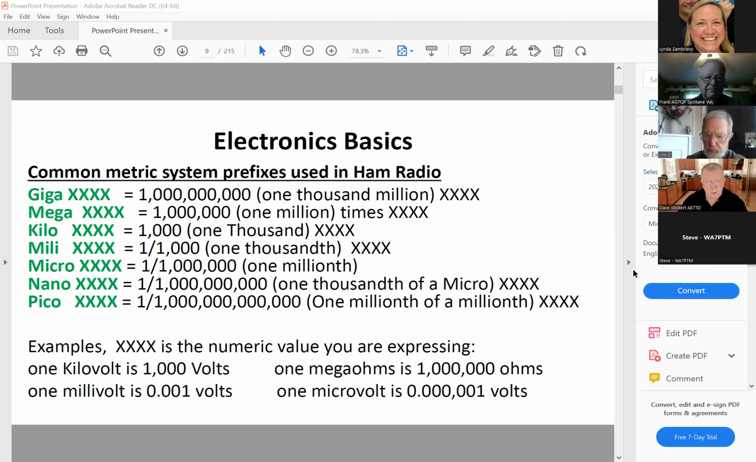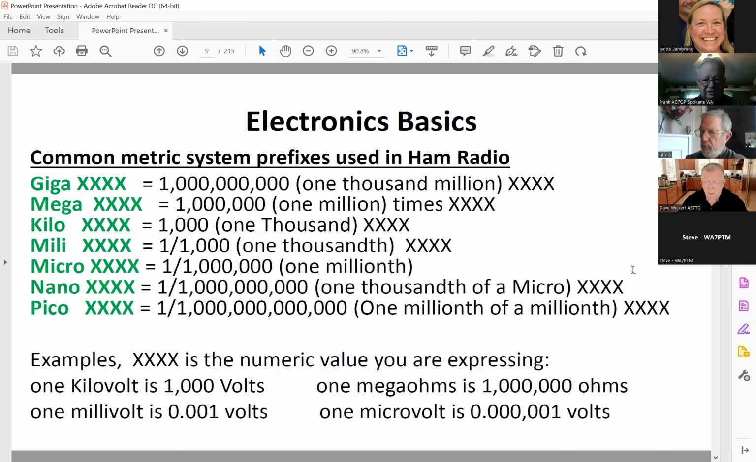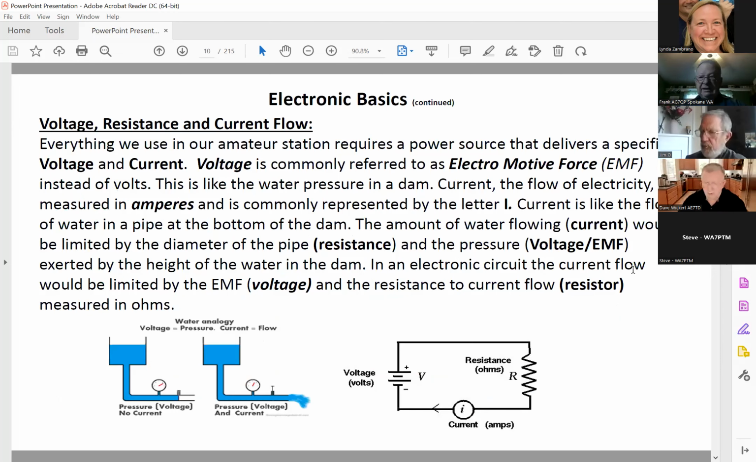Okay. Next is the voltage, resistance, flow. Basically, everything that we do in radio depends upon little electrons zipping along from one place to another. Voltage is just simply how much force there is pushing the electrons along. Current is just simply the amount. Ray, we're getting background noise off your line. Sorry.